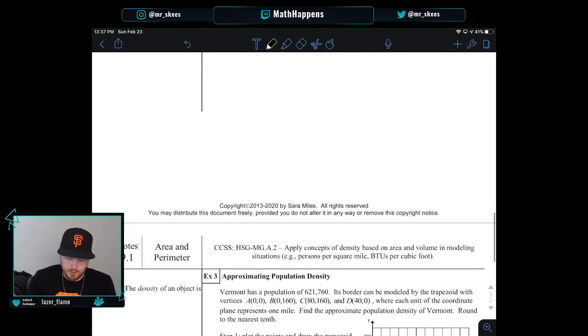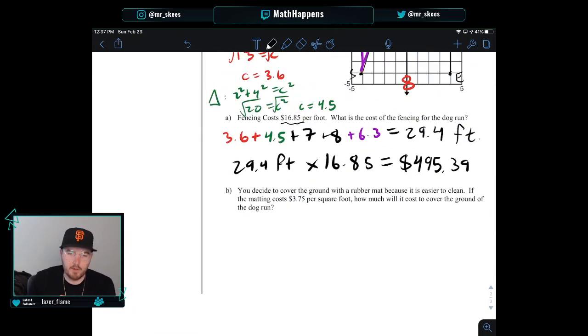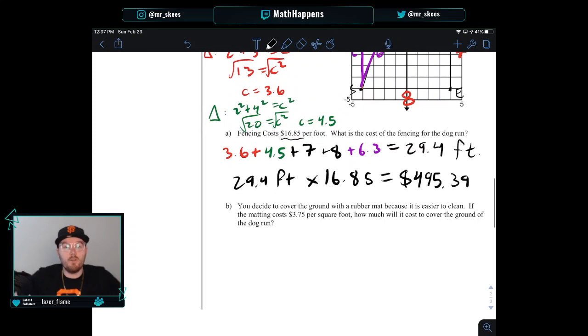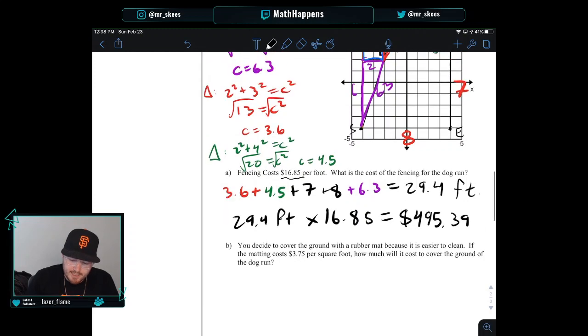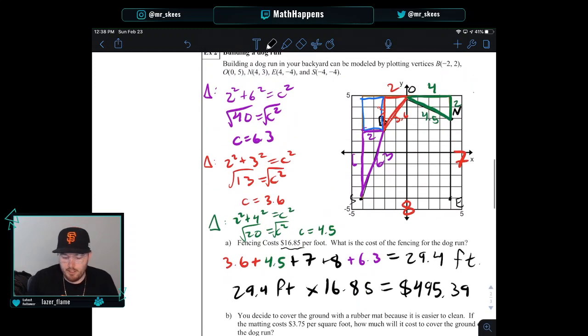Let's see this next question here. You decide to cover the ground with a rubber mat because it is easier to clean. If the matting costs $3.75 per square foot, how much will it cost to cover the ground of the dog run? So if we're covering the inside of the dog run, that's area, because that's the inside part. Perimeter was the edges, the fencing. This rubber mat that we're putting in the bottom is the area. So let's calculate the area of the figure.